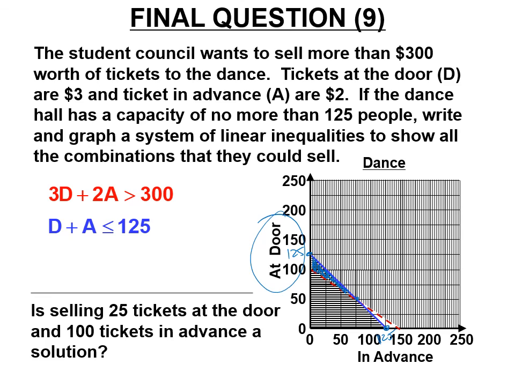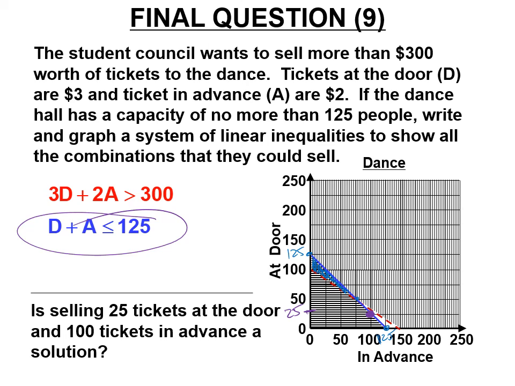And so, is selling 25 tickets at the door and 100 tickets in advance a solution? Let's see that. 25 tickets at the door, 25 would be right there. And 100 tickets, it looks like, no, it's going to be not enough money. See, it's in the blue area. It makes the blue one true. It's right on the blue line, but it does not make the red one true.